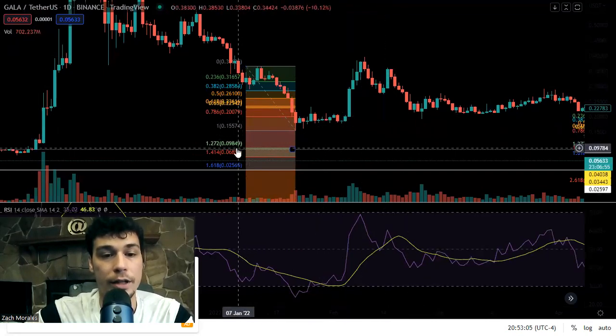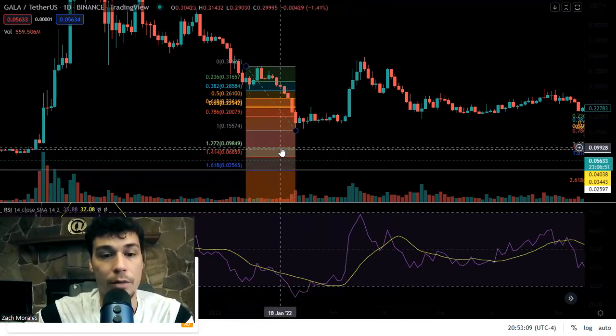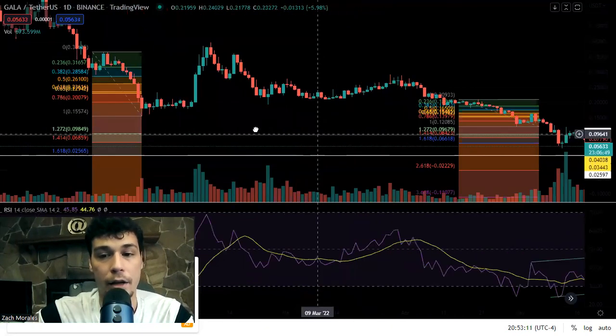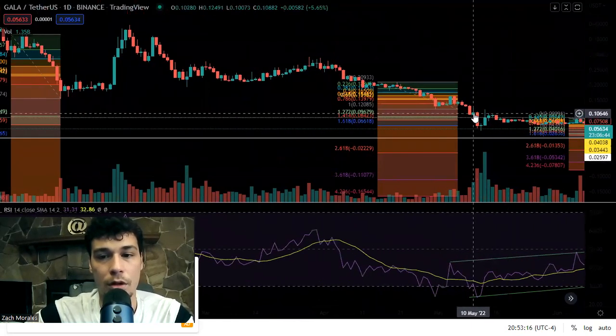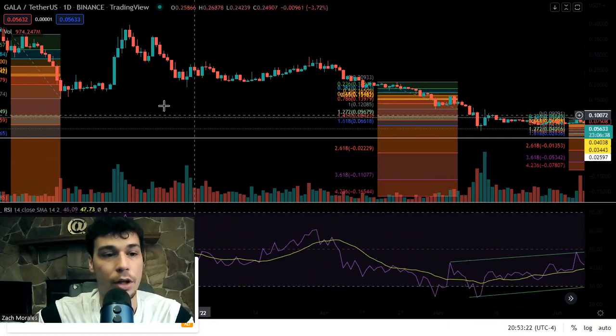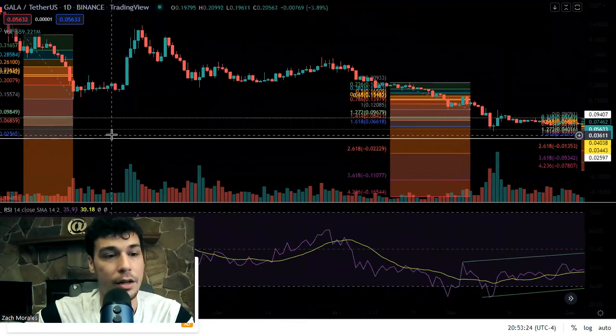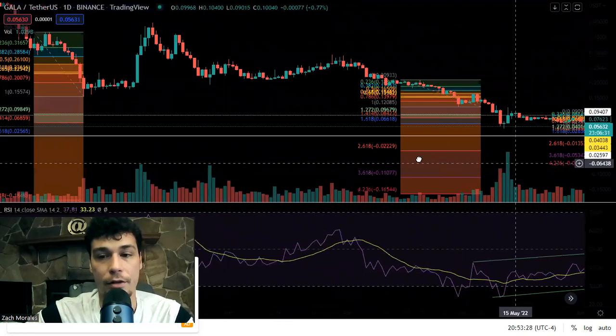So the first one here is going to be that 1.272. Once we start trading below that range, you're going to see we come over here to around 0.098, right around those levels, and that's where we find our first support. You see it bounces a little bit, and then it starts trading below. Well, where does it go to next? It's going to go to this 1.618 at 0.0265.